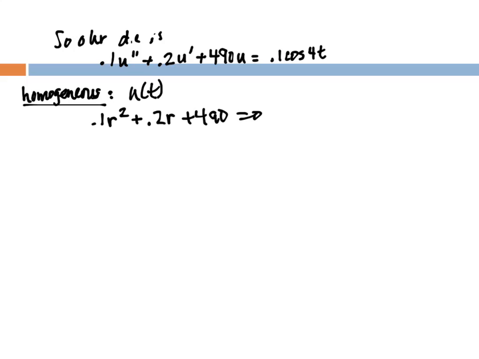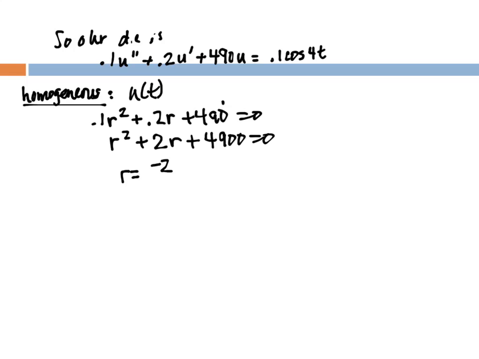What can we do to get rid of the decimals? I don't want decimals involved in a radical. Multiply by 10. Yes, this is r squared plus 2r plus 4,900. All right, so let's find out what r equals. For the moment, at least, your book is keeping all of this exact, so let's not use some decimal approximation. Let's actually find the actual value with the square root ugliness involved.